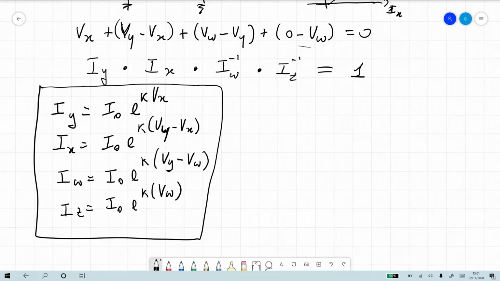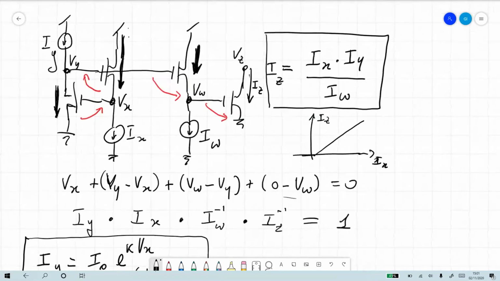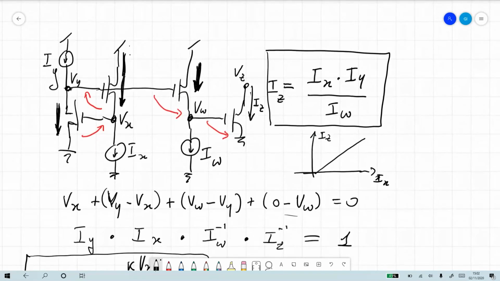But then there is the kappa. So if we had bipolar transistors, there would be a perfect exponential relationship between the voltage and the current. But in subthreshold, there is always the kappa. So what I told you up to now is actually wrong. This is only true if kappa is equal to 1. If kappa is not equal to 1, this is an approximation.